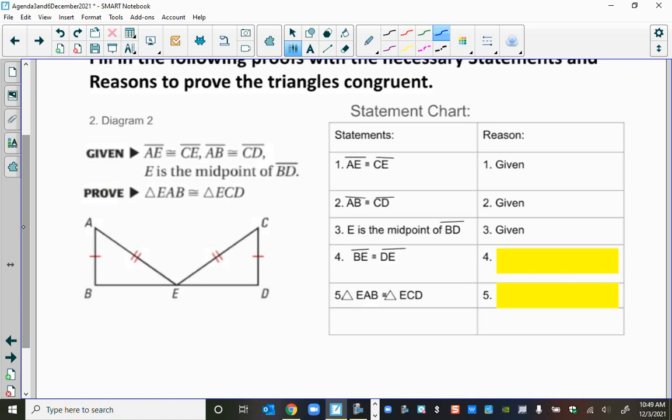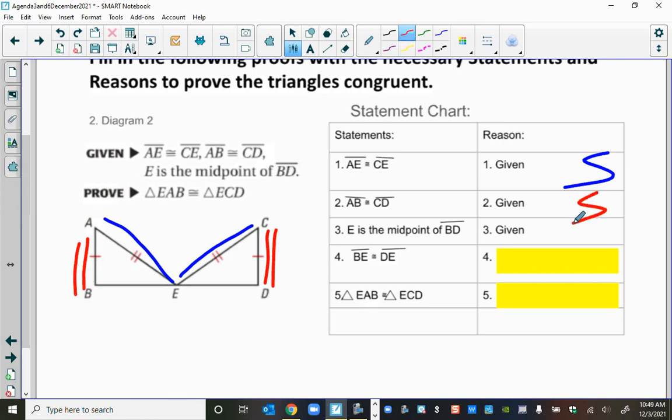AE, CE. What is that called? AE, CE, they are both what? They're both sides. What about AB and CD? They're also sides. So I should have done 1 and 2.